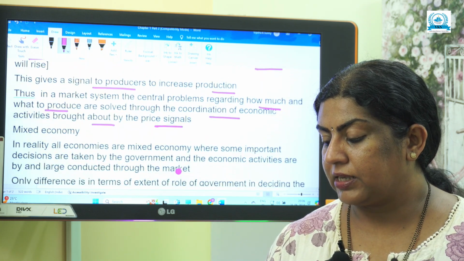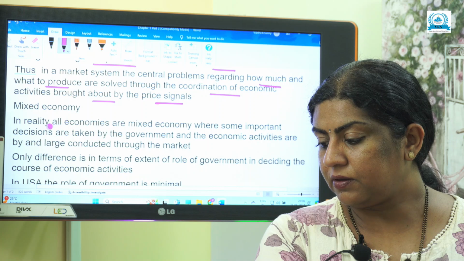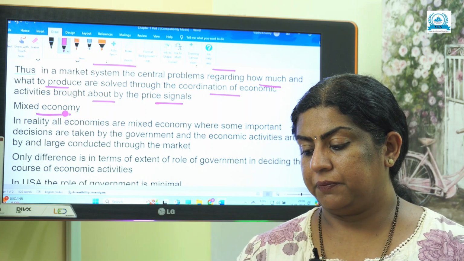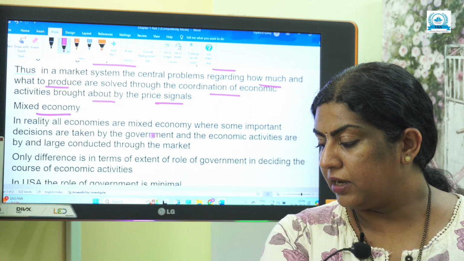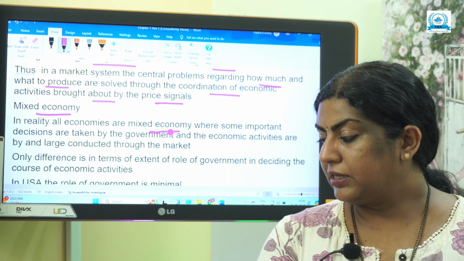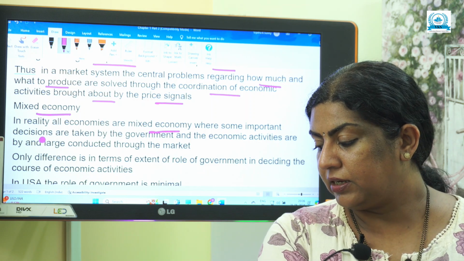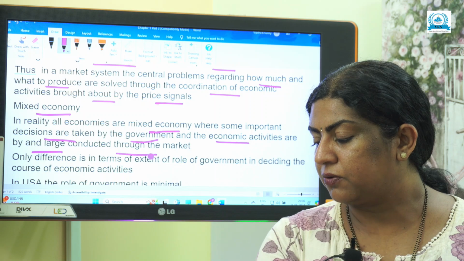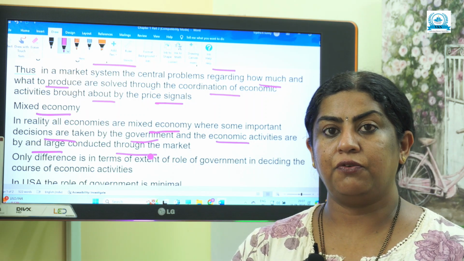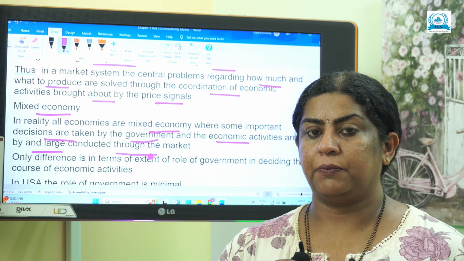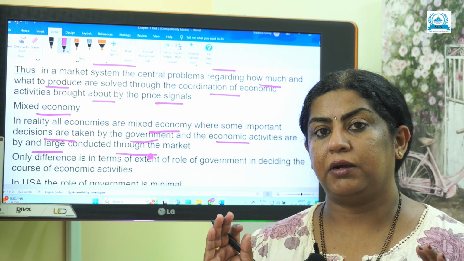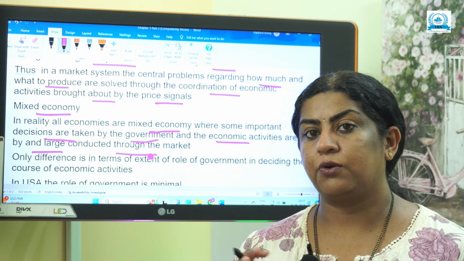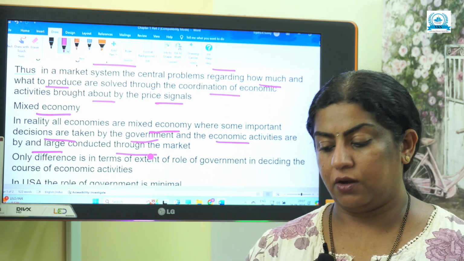Now the next topic is mixed economy. So we finished centrally planned economy and market economy, now mixed economy. In reality, all economies are mixed economies. So what is a mixed economy? Where some decisions are taken by the government and the economic activities by and large are conducted through the market. So it is a combination of centrally planned economy and market economy. Here some decisions are taken by the government, and the economic activities are by and large controlled through the market. So it is a combination of both.